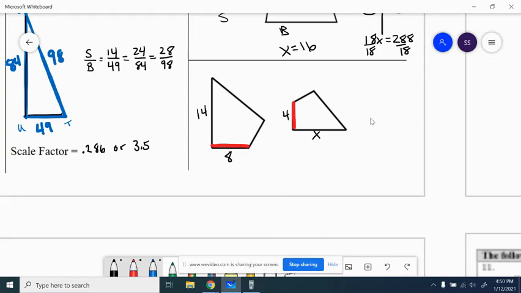So I'm going to set up this proportion, right? Again, I'm going to do small to big. On the small figure, I have 4 corresponds with 8. And with the small figure, I have x goes with 14. Okay, and now we can just cross multiply and divide. 14 times 4 divided by 8, and we're left with x is equal to 7.